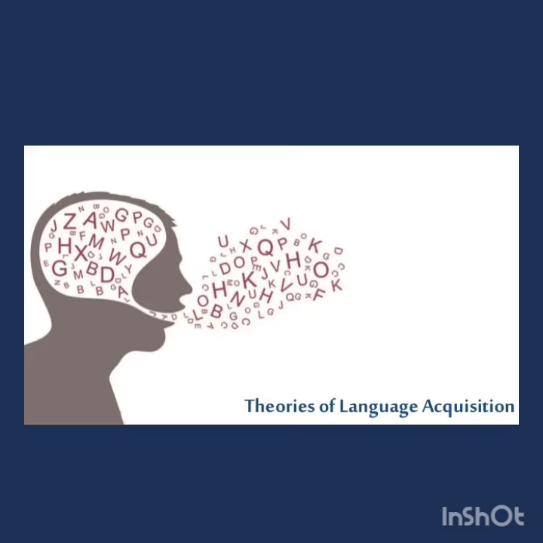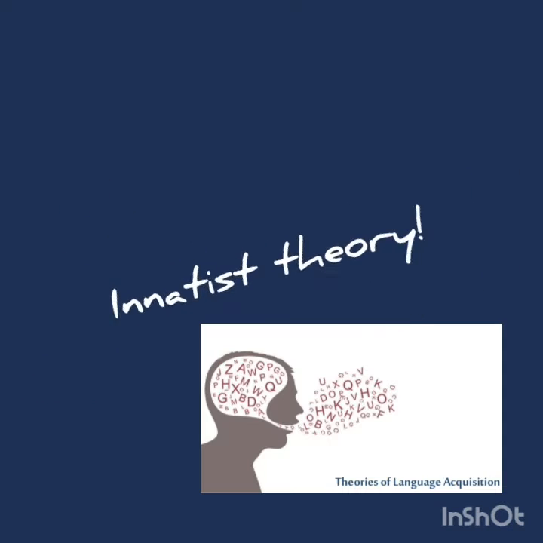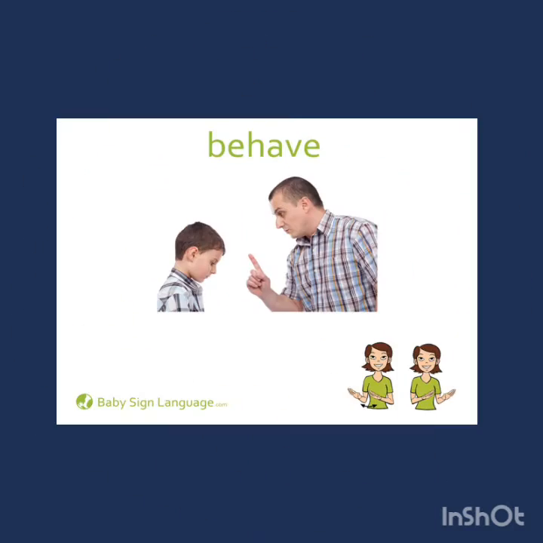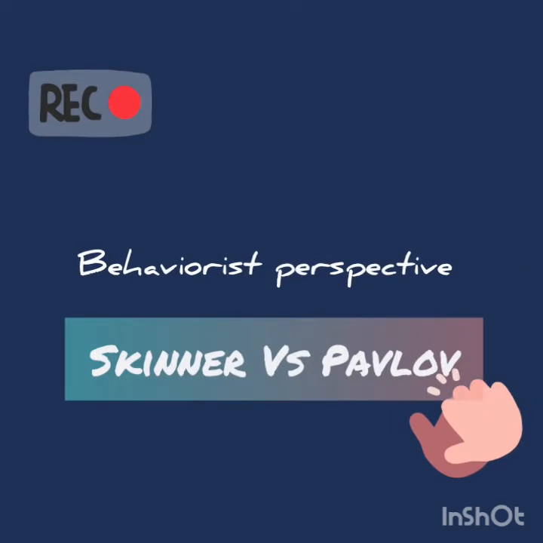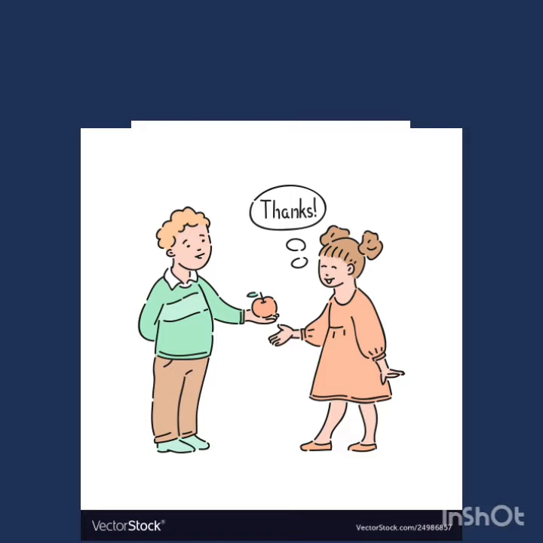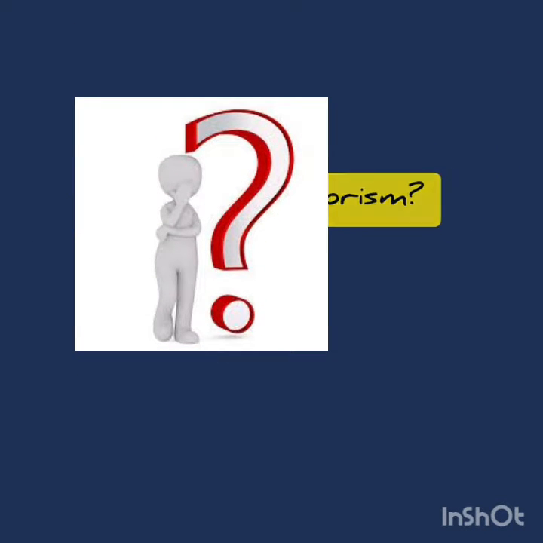First, we need to know that there are three different theories. Number one is behaviorist, number two innatist, and last but not least, interactionist. They have all been studied by three different main authors, of course. But today we'll be talking about the behaviorist perspective. I'm going to give you a short definition of what it is about.